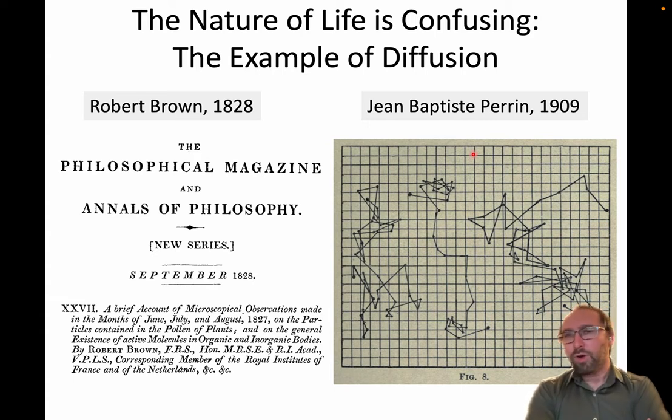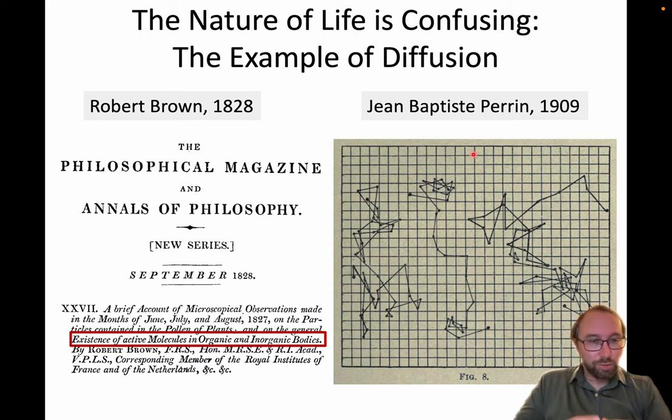And what I wanted to show here is that our confusion about the nature of living matter dates way back. On the left, I'm showing you the original paper from Robert Brown that described so-called Brownian motion. All I want you to notice is that he talks in the title about the existence of active molecules in organic and inorganic bodies. He thought these molecules were active, were burning energy, were somehow using energy to move around.